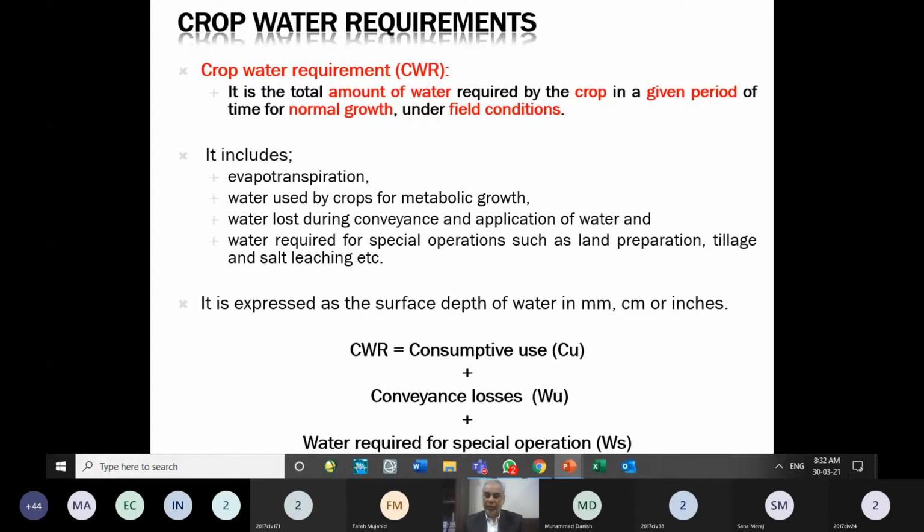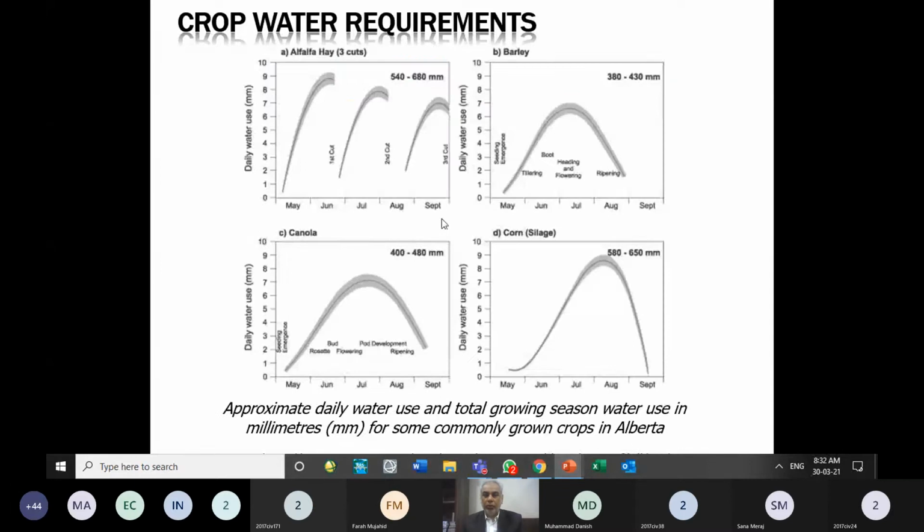So the losses are divided in these two ways, conveyance losses and field losses. So crop water requirement should contain all the losses which we expect to occur.